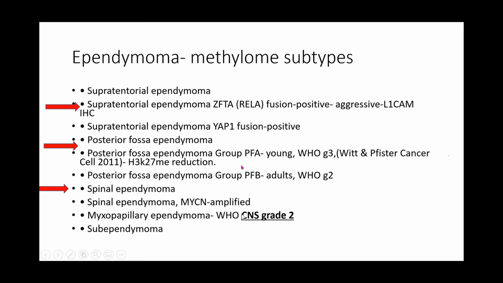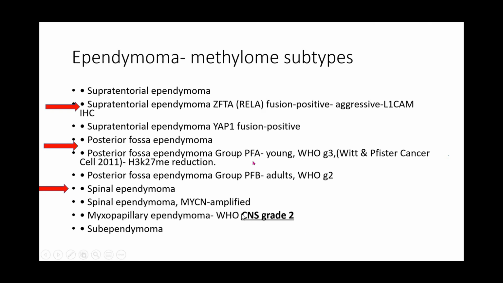In the posterior fossa ependymomas, there are two broad categories, the group A and the group B. The group A is seen in young children and the group B is seen in adolescents and adults. By definition, the group A is WHO grade 3 and the group B is WHO grade 2. So from this you realize that in ependymomas, there are two ways of grading. One is if you don't have methylation profiling, you still grade it by the older classification. If you have methylation profiling, then you have to incorporate it in your grading.